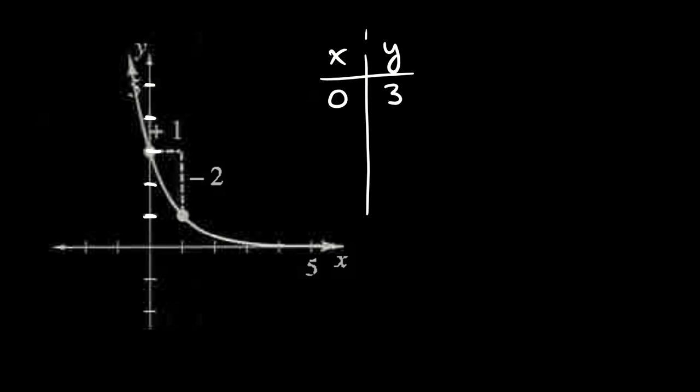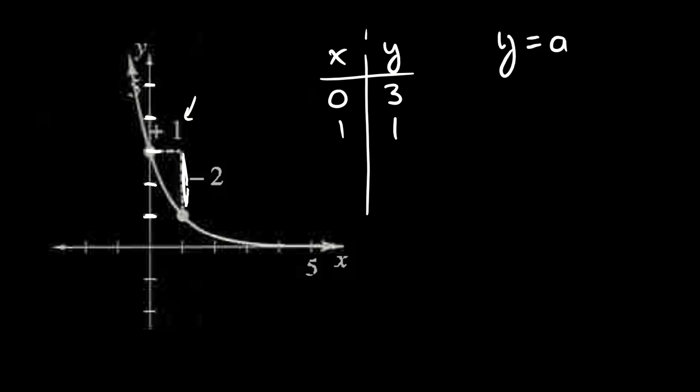And I can also see that when x increases by 1 unit, y goes down to the number 1. So you can see the y value decreased by 2, but I want to be careful. I did not divide by 2, right? I didn't multiply by 2. 2 wasn't my multiplier.